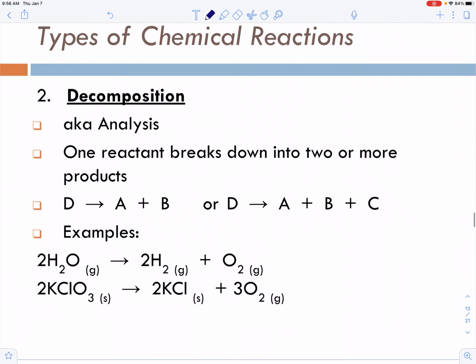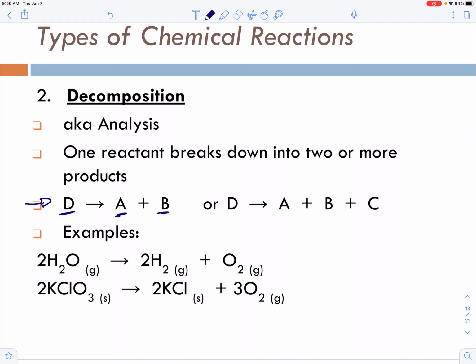The next type of chemical reaction is decomposition, sometimes known as analysis. In this case, you'll have one single reactant, but it breaks down into multiple products. So again, here's a generic formula for that. Here is our one reactant forming multiple products.